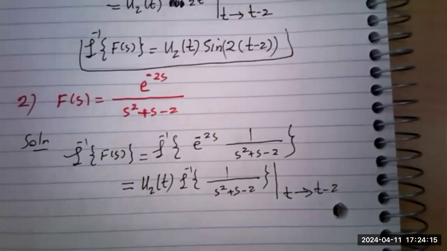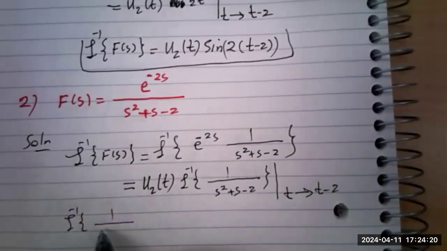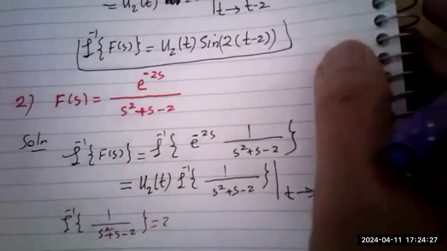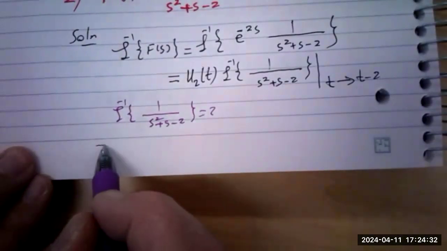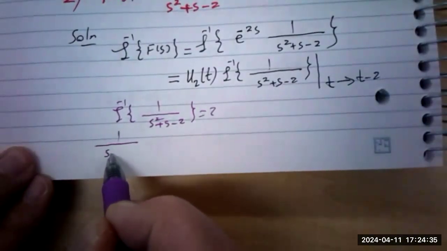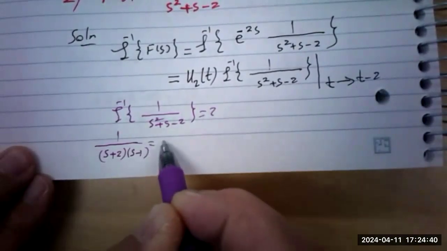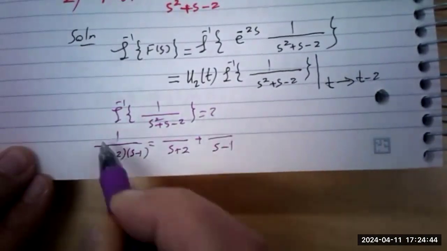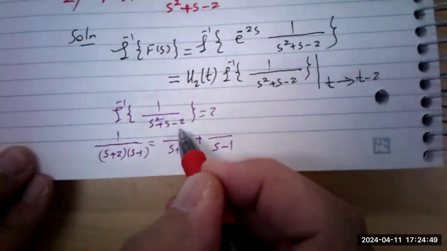So the question now is, what is the Laplace inverse of 1 over s squared plus s minus 2? You know that you have to factor it because it's factorable. So it is going to be 1 over s plus 2 times s minus 1. Again, there is no constant on the top, so you can use two opposite numbers to start with. You can write 1 and negative 1. It doesn't matter which position.